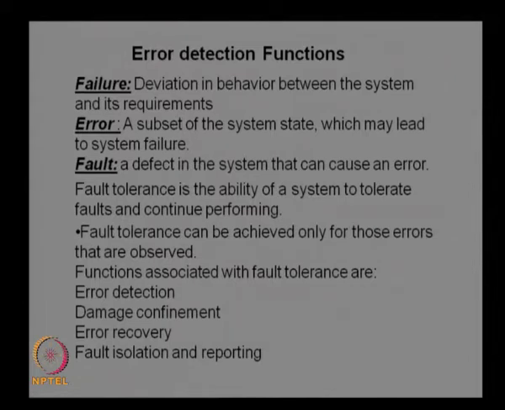The functions associated with fault tolerance are basically error detection, damage confinement, error recovery, and fault isolation. These are the 4 functions which we need to provide, and we need physical elements to provide them: detection of error, confinement of the damages created by the error, recovering from the error, as well as isolation of that error and reporting about it.